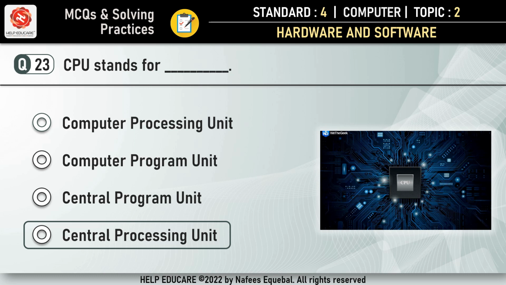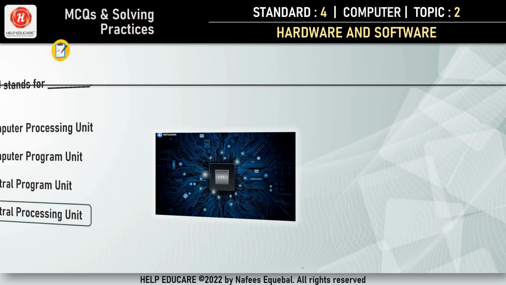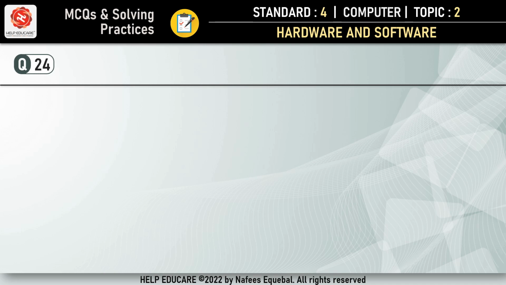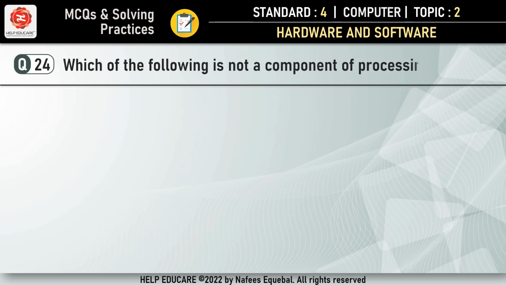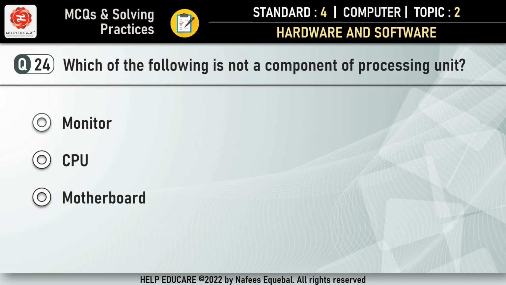Correct answer is central processing unit. Question number 24. Which of the following is not a component of processing unit? First option, monitor. Second option, CPU. Third option, motherboard. Fourth option, ROM. Answer will be displayed in 10 seconds.